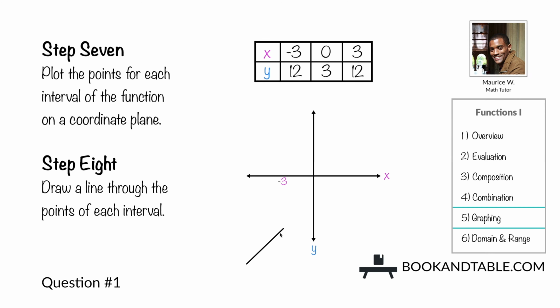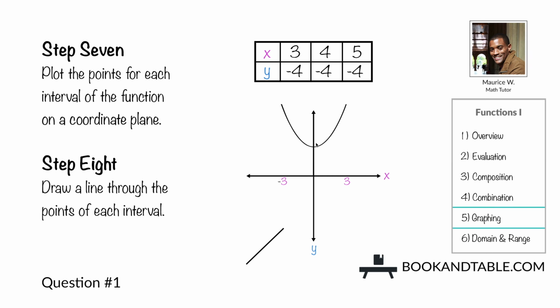And now we can begin sketching the second interval. The first point was negative 3, 12. The second point was 0, 3. And the third point was 3, 12. And with these 3 points, we can now sketch the second section of the function by drawing a line through those points.